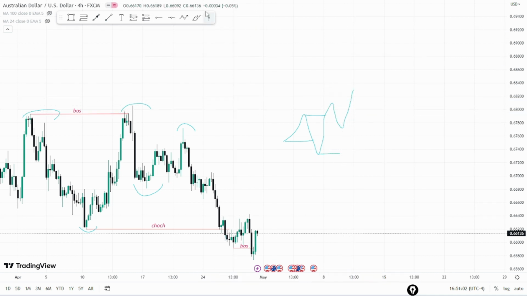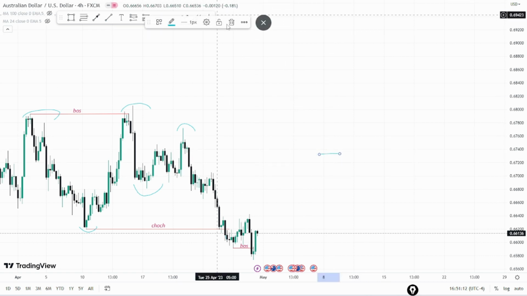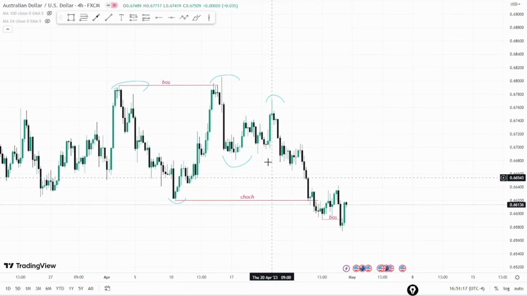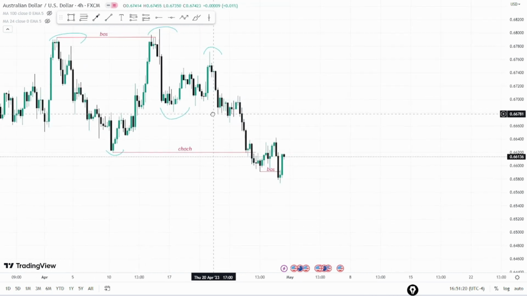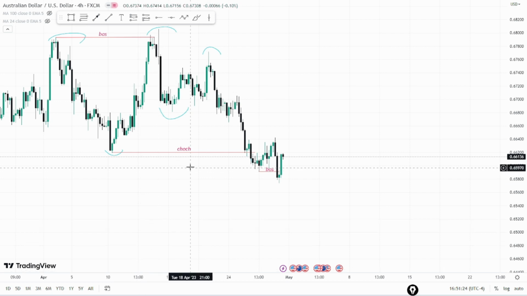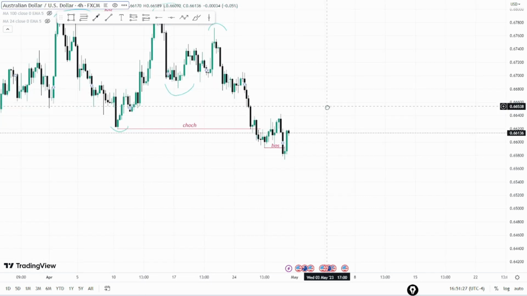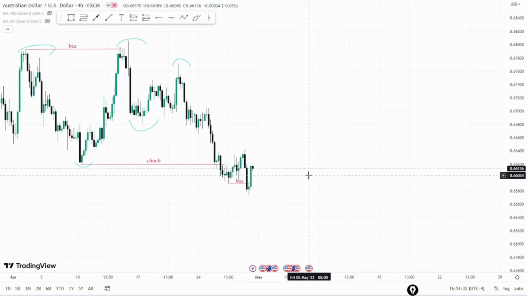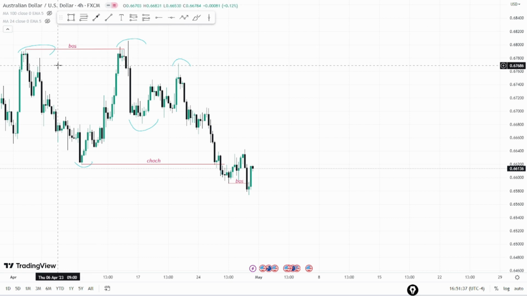So I'm just going to remove this and let me show you. Right, so here we have a break of structure to the upside. It failed to give us another break of structure to confirm for us that we are now going upwards, and it gave us a change of character to the downside, and it also confirmed to us by breaking a structure down here. But we do not know exactly what order block we're going to use or what supply we're going to use for us to take a trade.